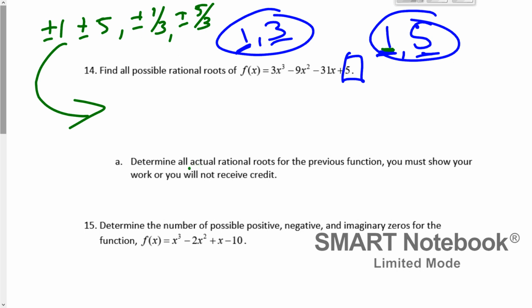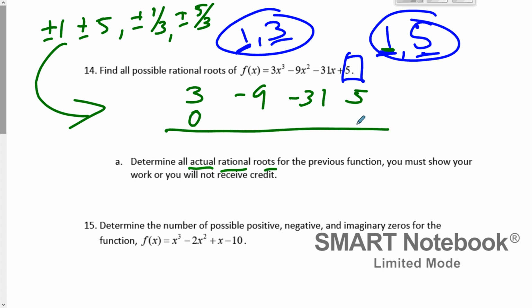Now for B, I want to find actual rational roots. So I want to figure out which ones of these actually work. We can list our coefficients, and make sure we have them all accounted for: cubic, squared, linear, and our constant, all taken care of. Then 0 in the second row. Add them together. We want to get a negative 5 here, right, to get 0.